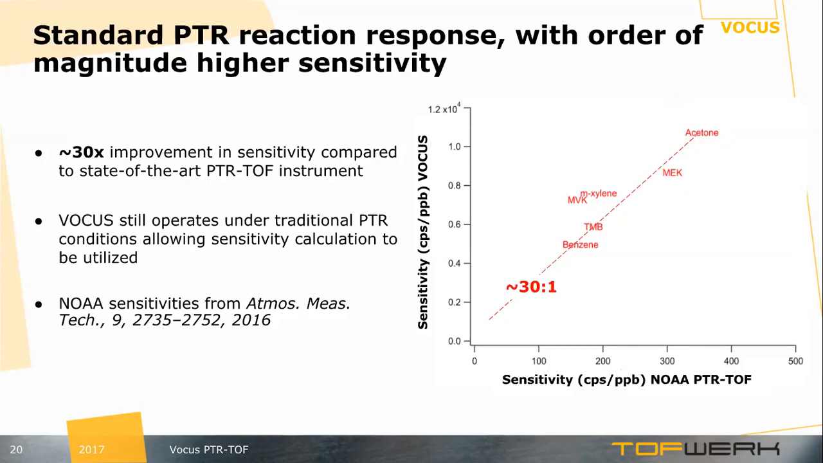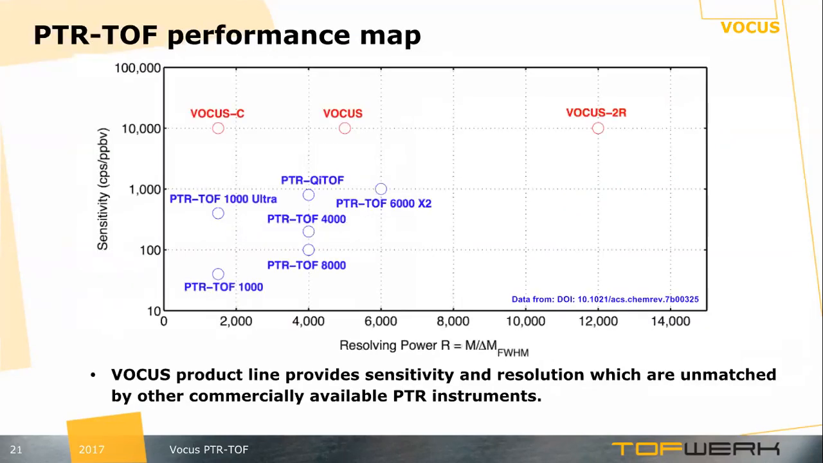If we take a step back and compare this to the big picture in terms of the PTR-TOF landscape, this is a similar plot but also as a function of resolving power. So on the x-axis, we have resolving power, and this is basically how well you can separate isobars. That's a linear scale. And then on the y-axis, we have the sensitivity in counts per second per ppb on a log scale. The conventional PTR-MS instruments are in this range in blue, and these sensitivities are taken from a review paper, which you can find here. And then plotted on the same graph are the 3 Vocus configurations.